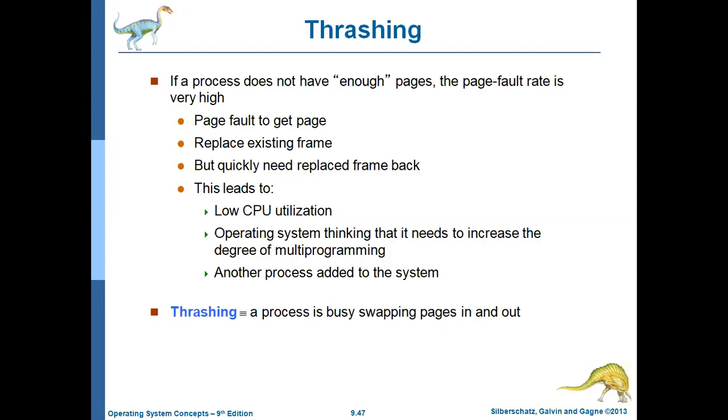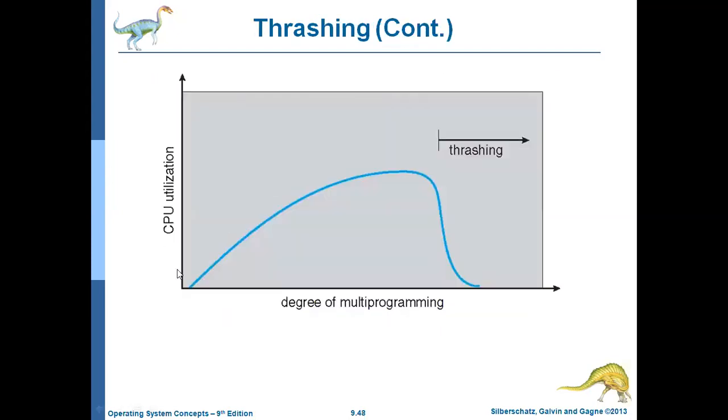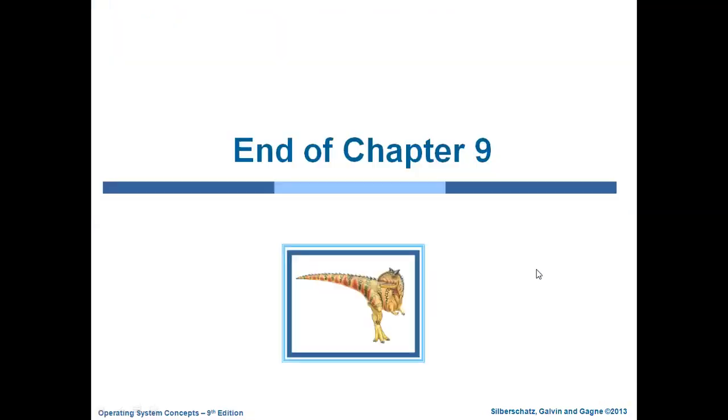One of the demerits of this is low CPU utilization. The operating system, thinking that it needs to increase the degree of multiprogramming, adds another process to the system. So these are all the things which can happen with thrashing. You can see CPU utilization was going far better, but it has reached a certain stage where I call it thrashing. There is so much going on. This is the graph of CPU utilization versus degree of multiprogramming, where it is leaning off.